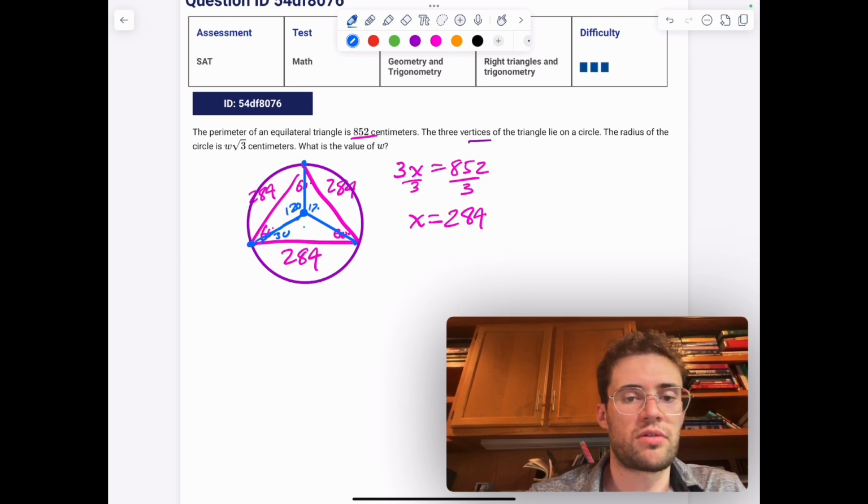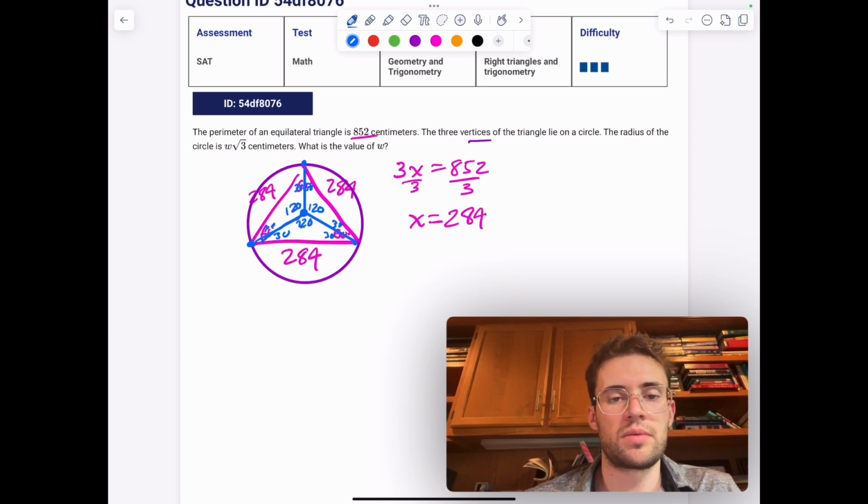So that's going to make it 120 over here, 120 over here, 120 over here. And then the other angles will be 30, right? They're cutting the 60 in half. So we've got 30, 30, 30, and then 120s in the middle.